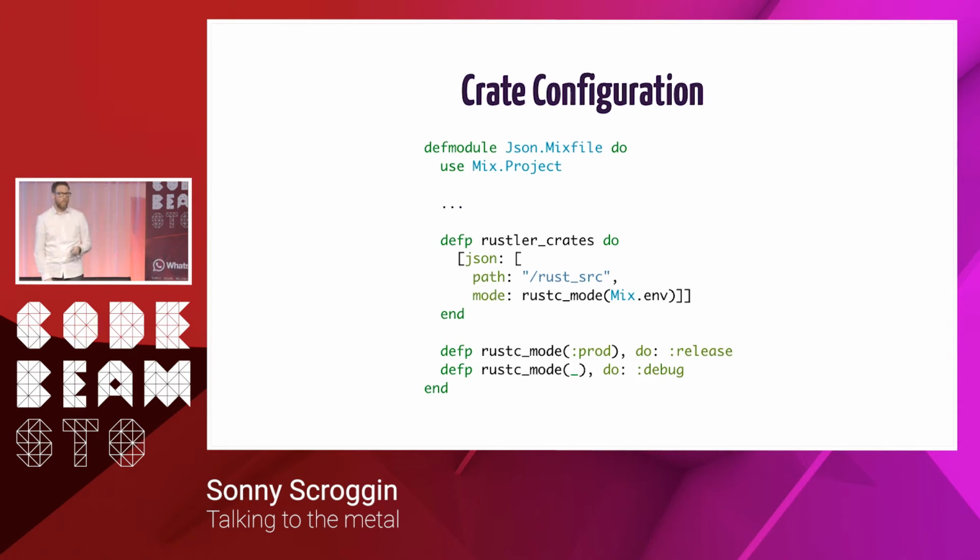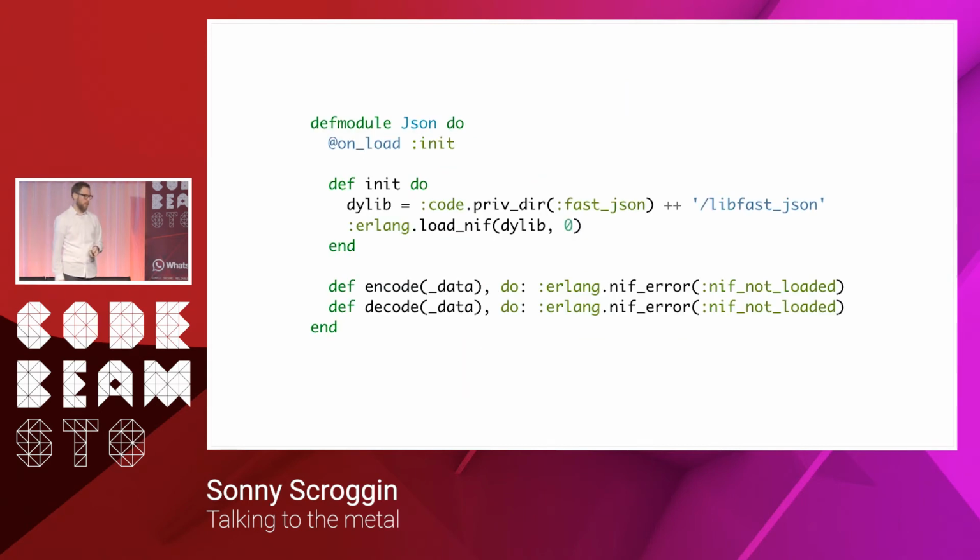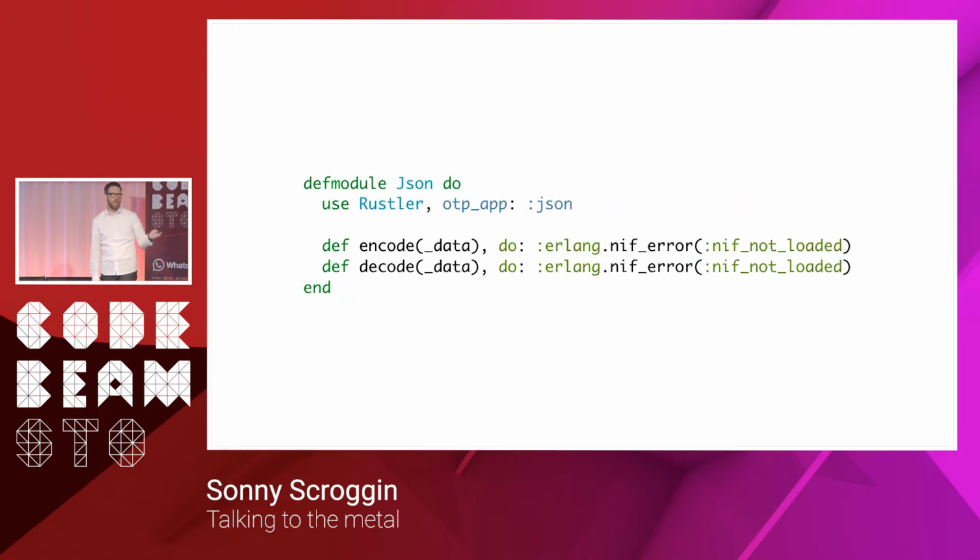All right, so with Rustler, you also get a couple of conveniences here. We can go from this to this. It handles the init callbacks and all that kind of stuff for you. And so we just specify use Rustler. We can specify how to get some other configuration. This is mostly just to infer the name of the library itself.